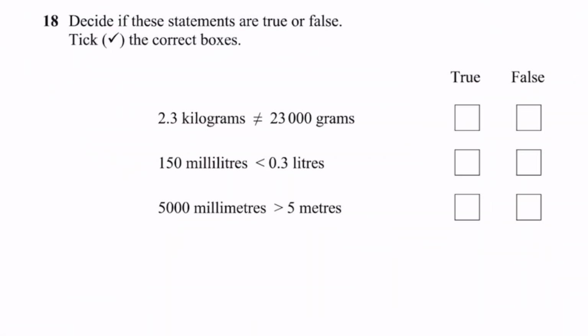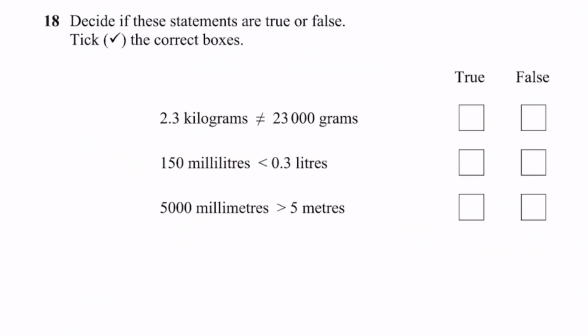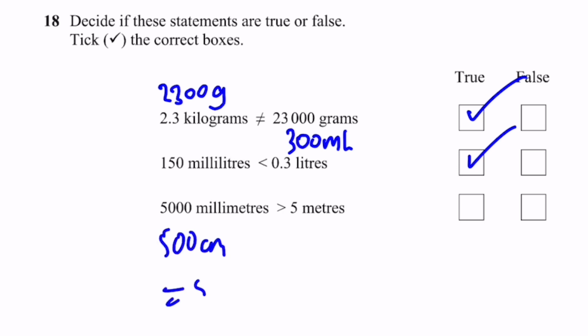Question 18. Decide if these statements are true or false. Tick the correct boxes. 2.3 kilograms is not equal to 23,000 grams. 2.3 kilograms is 2,300 grams. Therefore, this is true. 150 milliliters is less than 0.3 liters. 0.3 liters is 300 milliliters, and therefore this is also true. 5,000 millimeters is greater than 5 meters. 5,000 millimeters is 500 centimeters, which is equal to 5 meters, and therefore they are equal. That means this is false.